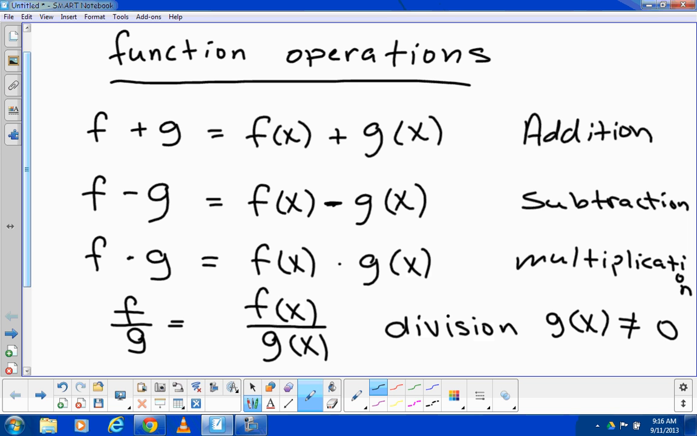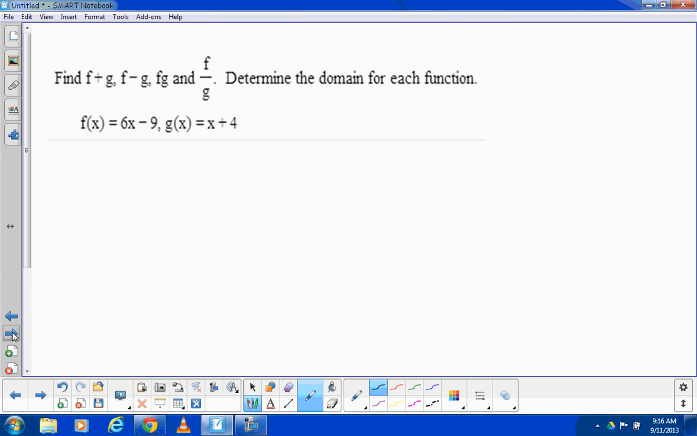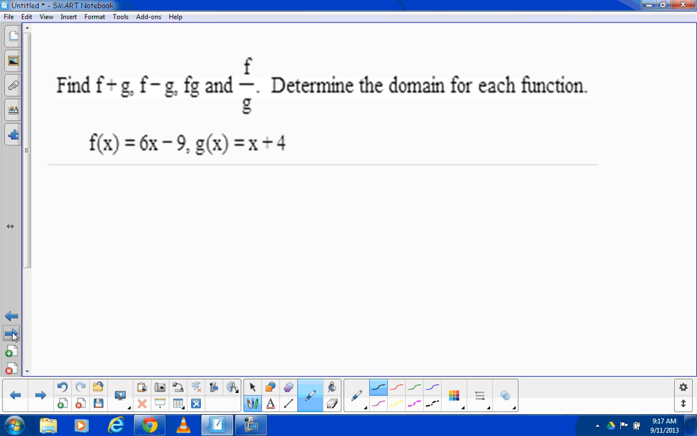Now, the domain of a function versus the domain of a function operation is a little different. We'll get into that rule after we start. Let's just focus on the operations right now. So let's look at this example. If you want to make yourself a little note here, this will be number 31. This is a really good, easy one to start off with. What they're going to ask you for is all 4 operations: do f plus g, f minus g, f times g, and f divided by g. This one's pretty simple.